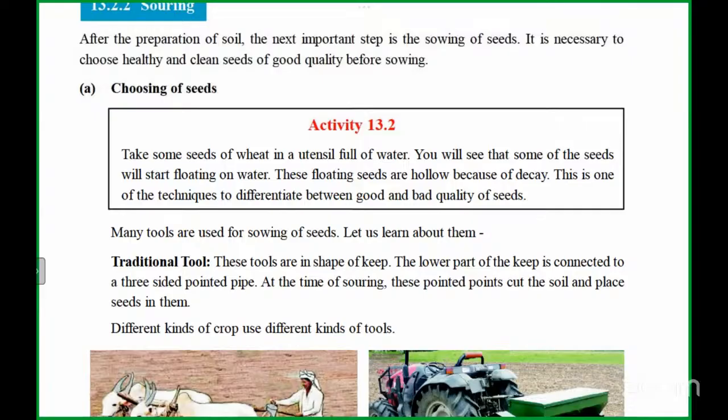What if we select bad quality seeds? We will not get a good crop. If we choose bad quality seeds, we will get a bad crop, and maybe the crops will not even grow. So it is important we choose good quality seeds.